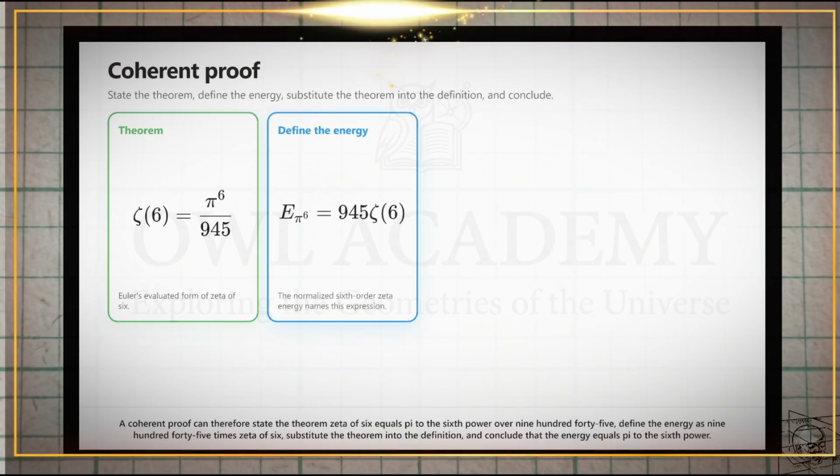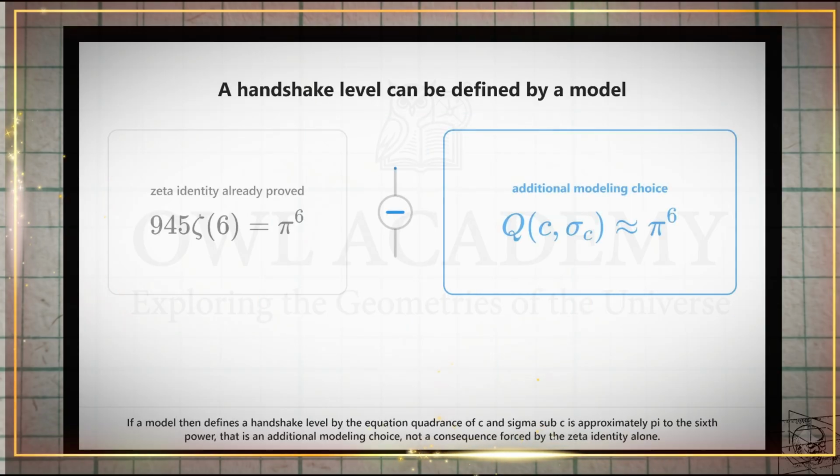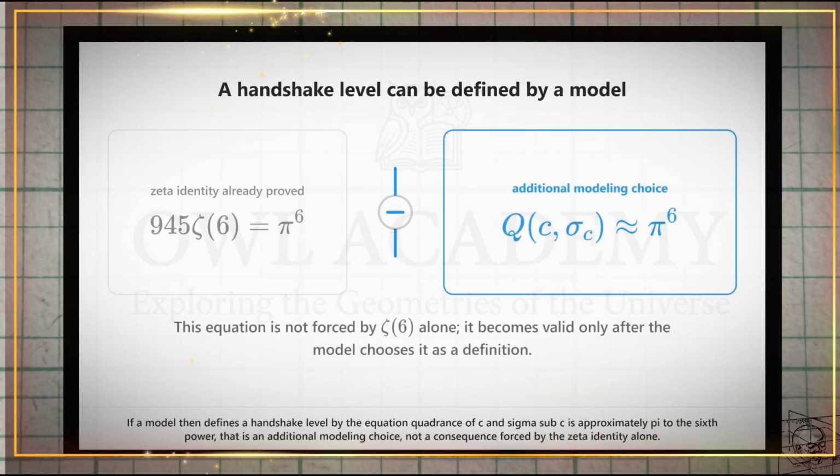A coherent proof can therefore state the theorem zeta of 6 equals pi to the sixth power over 945, define the energy as 945 times zeta of 6, substitute the theorem into the definition, and conclude that the energy equals pi to the sixth power. If a model then defines a handshake level by the equation quadrance of c and sigma sub c is approximately pi to the sixth power, that is an additional modeling choice, not a consequence forced by the zeta identity alone.